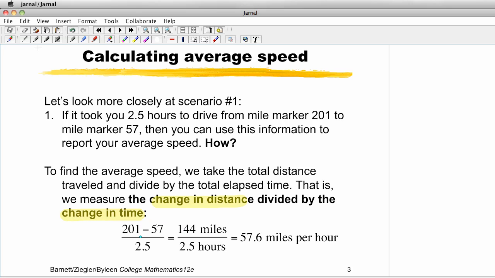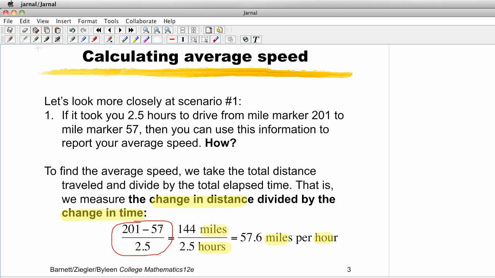So if we went from mile marker 201 to 57, that's Shippensburg to Pittsburgh on the Pennsylvania Turnpike. That's 144 total miles, and over 2.5 hours, that comes out to be 57.6 miles per hour. Notice that the units here, miles per hour, is reflected by the top units and the bottom units. So whatever the top units are per whatever the bottom units are, that's how the units for the rate of change will always be calculated. But you might notice that this calculation actually looks a lot like the slope calculation, and that's not a coincidence.